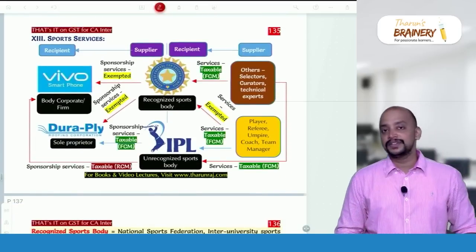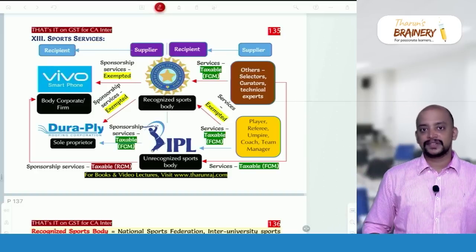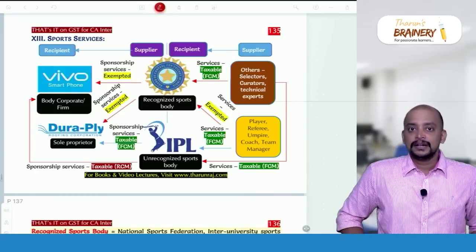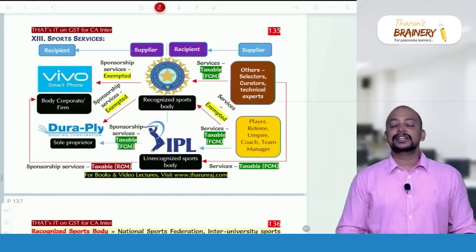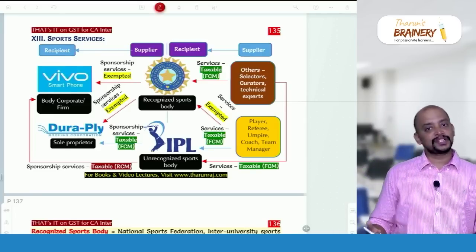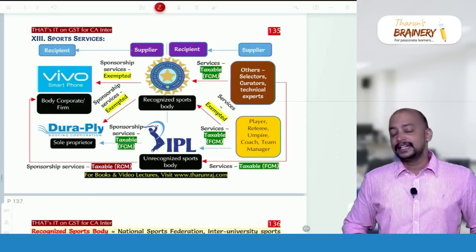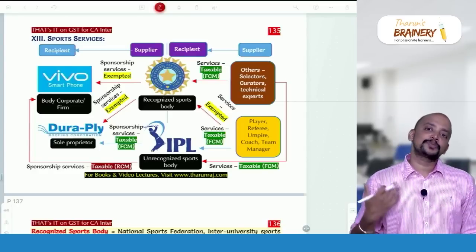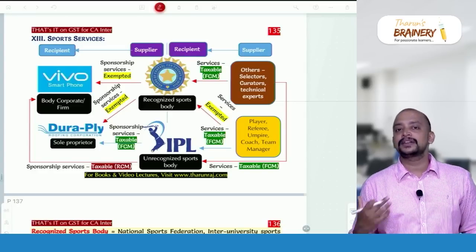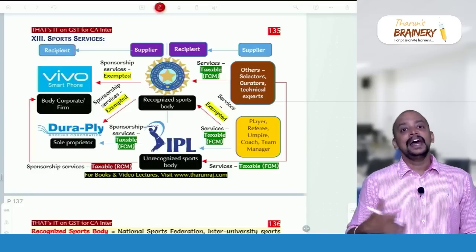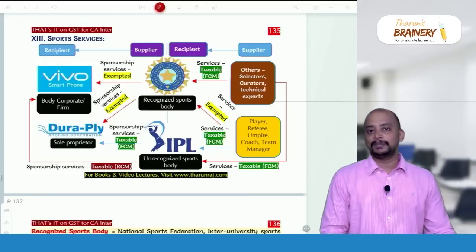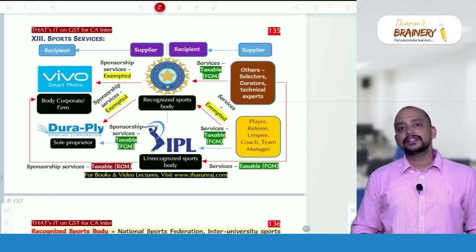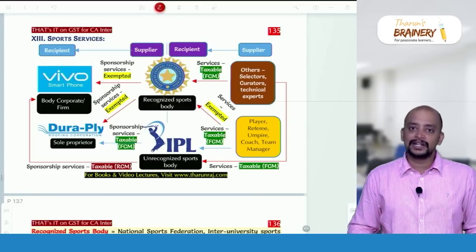Then sports services. In case of sports services, the first point is sponsorship money received by a recognized sports body is exempted. So there is a recognized sports body that is providing sponsorship services and receiving the sponsorship money. That sponsorship money received by the recognized sports body is exempted. What if it is received by an unrecognized sports body? It will be taxable. And wherever sponsorship service is taxable, if the recipient is a body corporate or firm, it will be covered under RCM. If the recipient is other than a body corporate or firm, it will be covered under FCM.